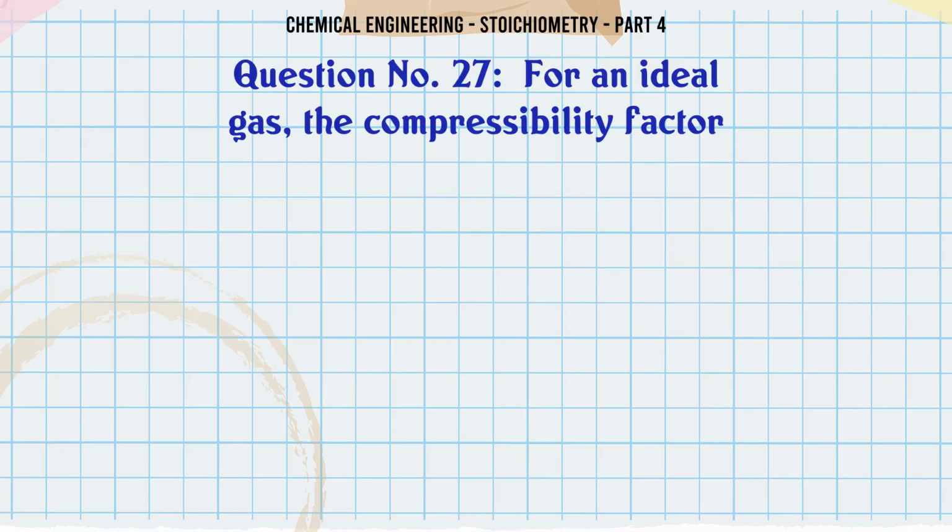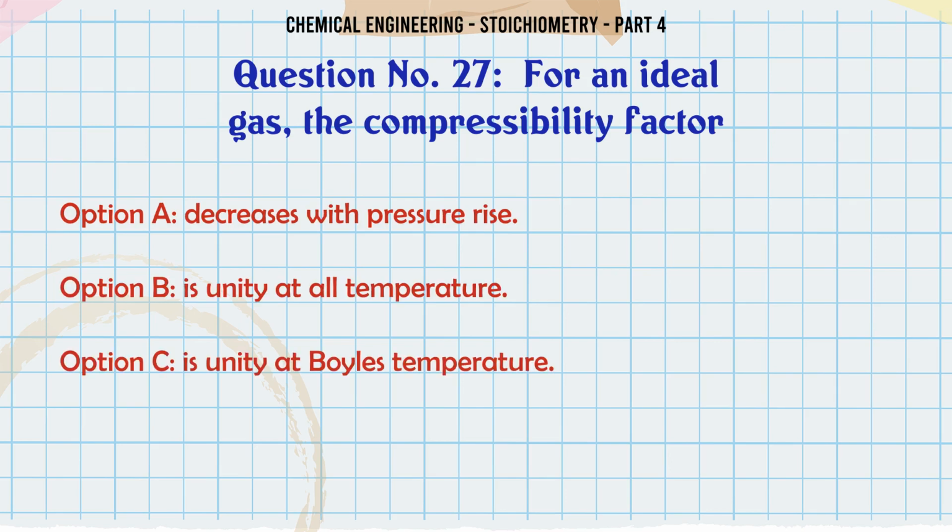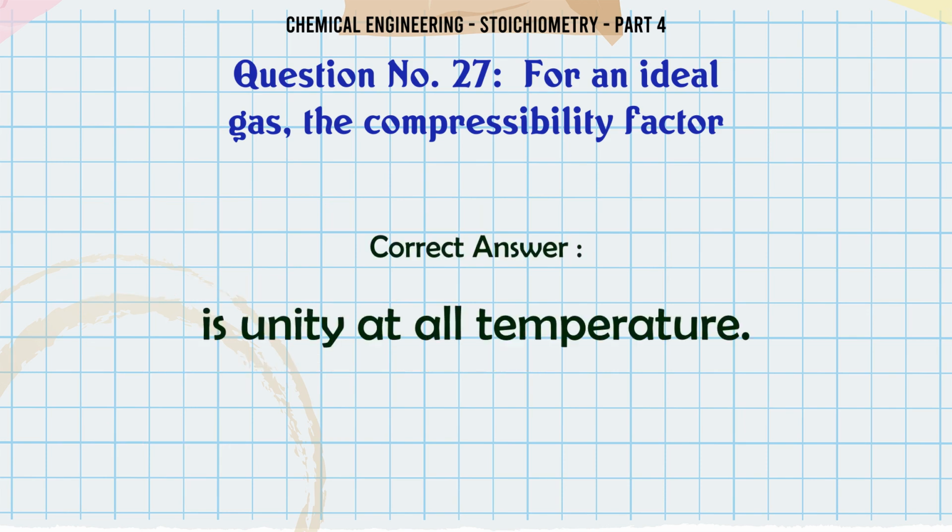For an ideal gas, the compressibility factor A. decreases with pressure rise, B. is unity at all temperature, C. is unity at Boyle's temperature, D. 0. The correct answer is unity at all temperature.